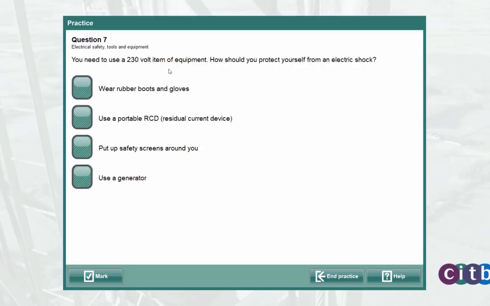You need to use a 230-volt item of equipment. How should you protect yourself from an electric shock? Wear rubber boots and gloves. Use a portable RCD, residual current device. Put up safety screens around you. Use a generator.